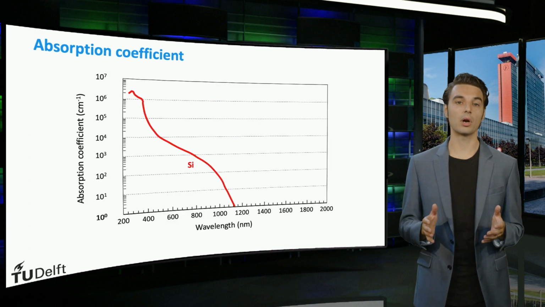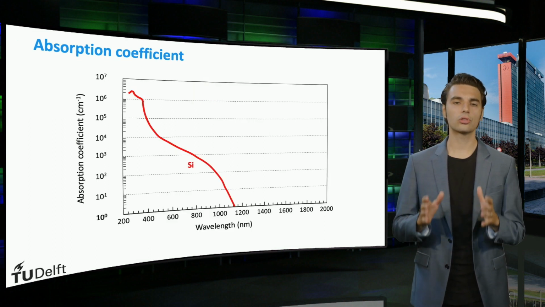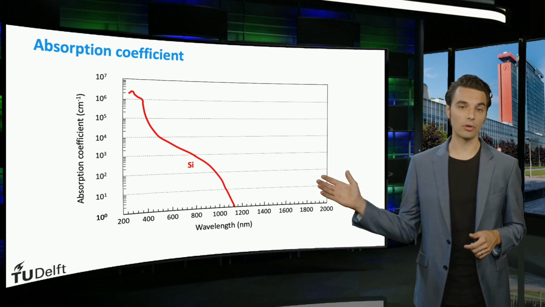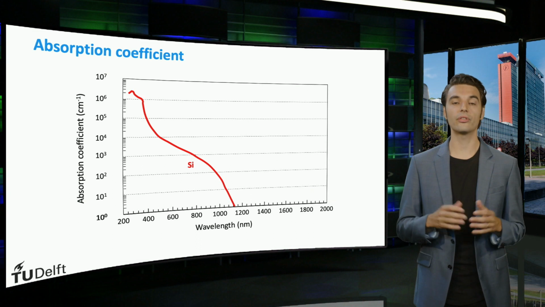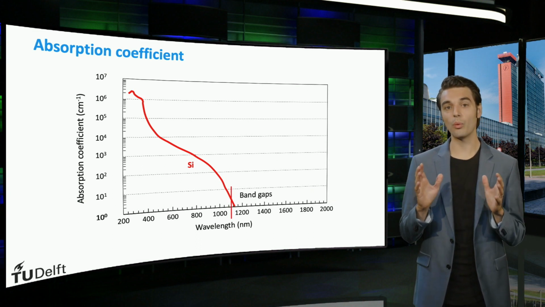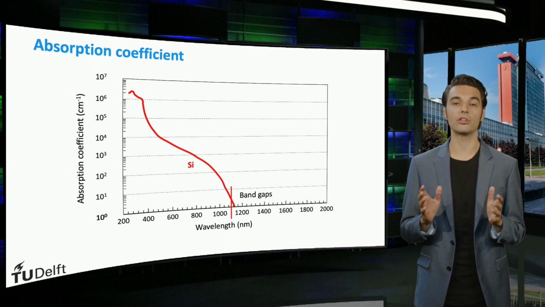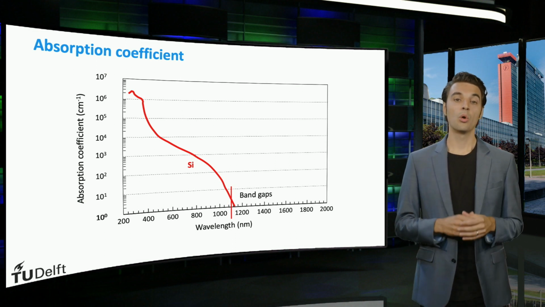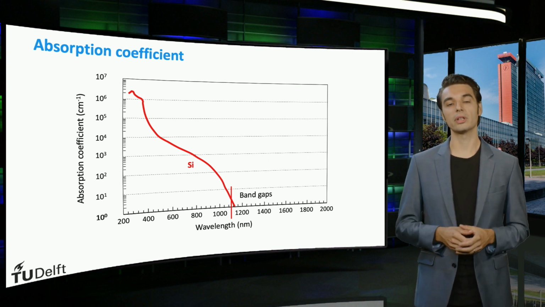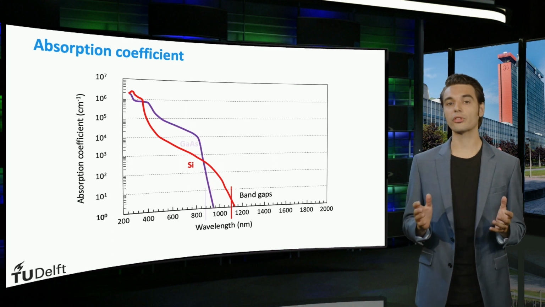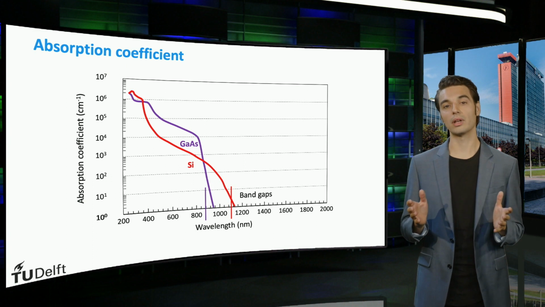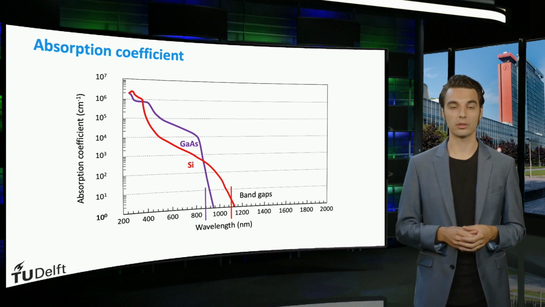The fact that gallium arsenide has a direct bandgap energy strongly affects its absorption characteristics. Plotted here is the absorption coefficient of crystalline silicon as a function of the photon wavelength. This red line on the horizontal axis indicates the wavelength corresponding to the bandgap energy of crystalline silicon. With a bandgap of 1.12 electron volt, the corresponding wavelength is about 1100 nanometers. Gallium arsenide has a higher bandgap energy of 1.42 electron volt, corresponding to a wavelength of about 870 nanometers.